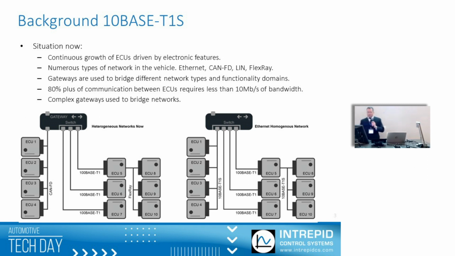So 10BASE-T1S, 10BASE meaning 10 megabit, base T1S, is a bus or multi-drop topology. 10 megabit was chosen because most of the network, 80% plus of communication between ECUs in the vehicle, especially for control data, is less than 10 megabits per second. And we see that, for example, where we have CAN-FD, practically speaking, most OEMs run CAN-FD in the field at 2 megabits or less. So 10 megabit was an achievable speed for a multi-drop type network and covers most of the use cases for the lower end of the spectrum on the bandwidth requirements.